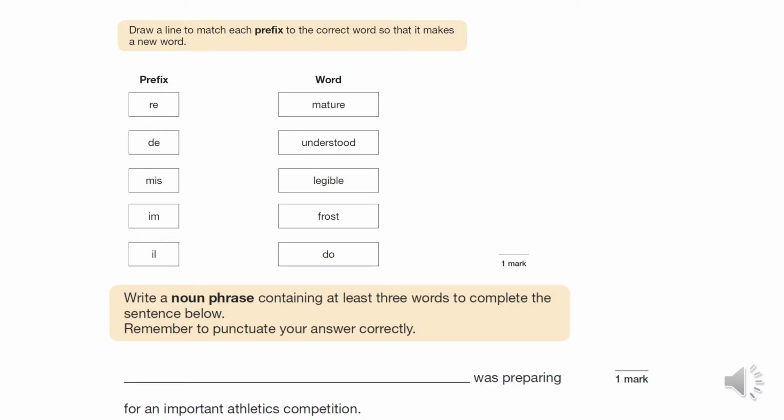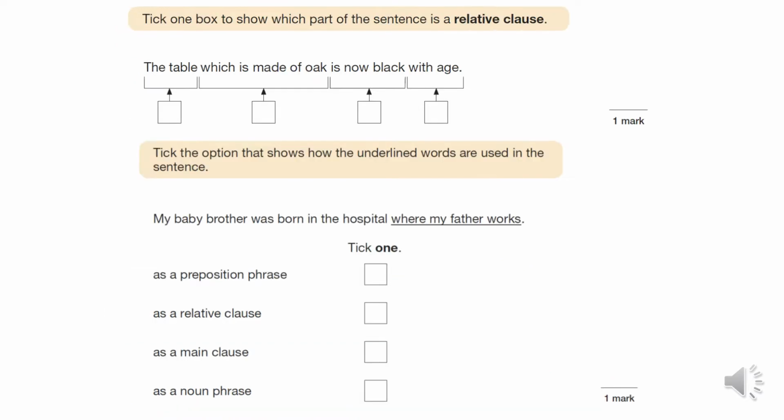So here it's important to understand what a prefix is, as they're asked to match the prefix to the correct word. Here they're asked to say what a noun phrase is, and they need to do that to be able to complete the exercise. Here they need to know what a relative clause is in order to complete the exercise. And here they're asked to say where my father works, is that a preposition phrase, a relative clause, a main clause, or a noun phrase?